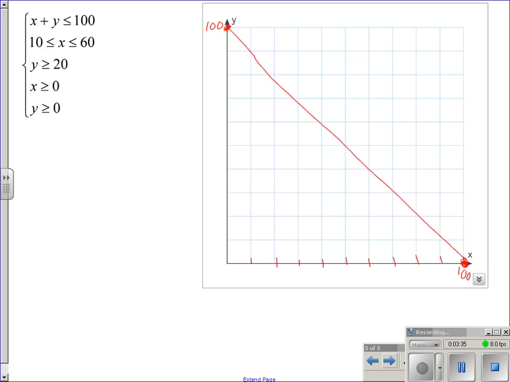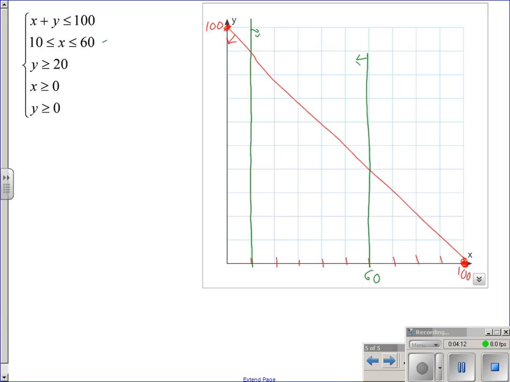Now, if we test the point 0, 0, that makes that a true statement, so we are going to be shading below the line. I'm going to switch colors here. For the next one, the second equation, x value is greater than or equal to 10, but less than or equal to 60. So solid line at 10, solid line at 60. See 10, 20, 30, 40, 50, here's 60. Solid line. We have x values greater than 10, so we're shading this way. X values less than 60, so we're shading in between there.